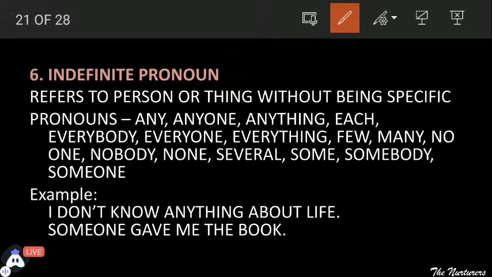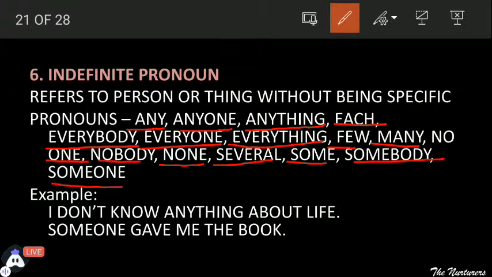Some of the common examples of indefinite pronouns are any, anyone, anything, each, everybody, everyone, everything, few, many, no one, nobody, none, several, some, somebody, someone. These all are the examples of indefinite pronouns. You are not denoting a specific person. For example, I don't know anything about life. So उसे कुछ नहीं पता generally कि life में क्या हो जाए. So over there, anything is what? Anything is an indefinite pronoun.